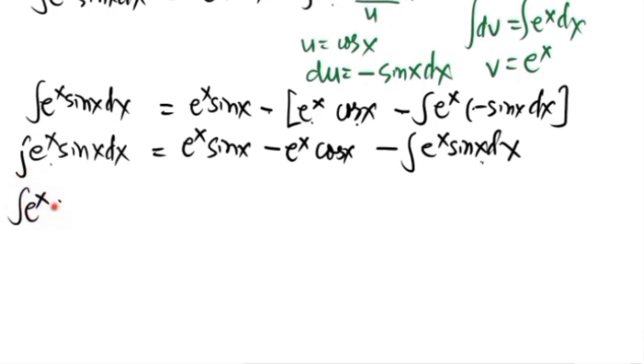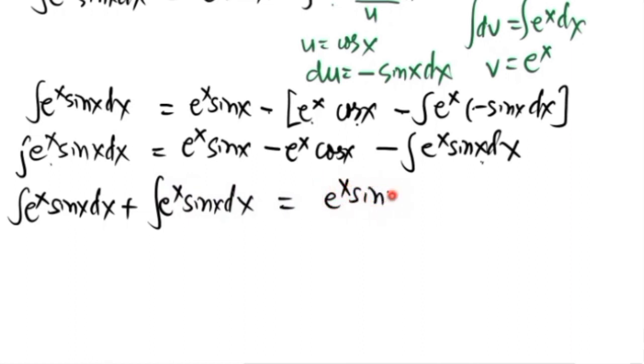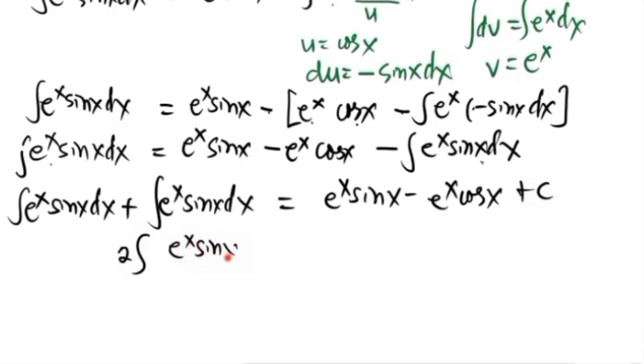So we have e to the x sine x dx plus e to the x sine x dx, that is equal to e to the x sine x minus e to the x cosine x plus c. So 1 plus 1, so that is just equal to 2. 2 times the integral of e to the x sine x dx is equal to e to the x sine x minus e to the x cosine x plus c.